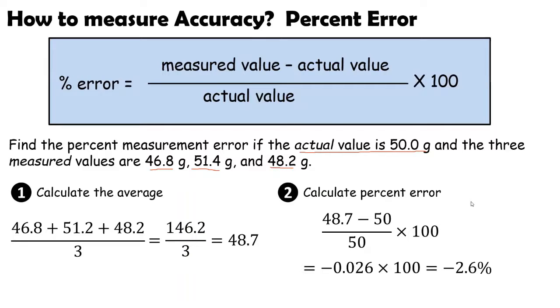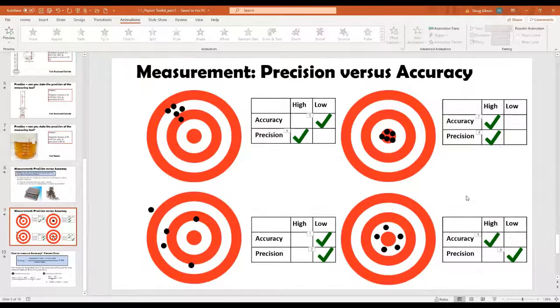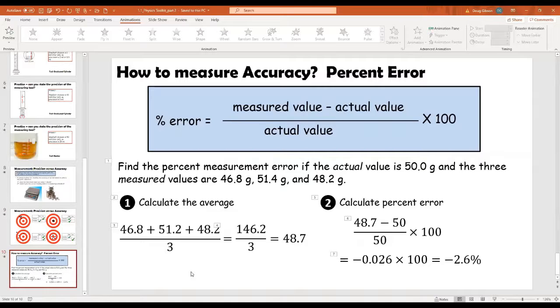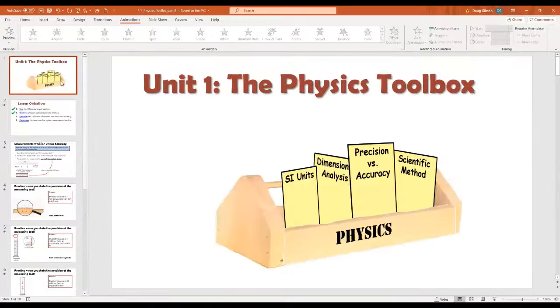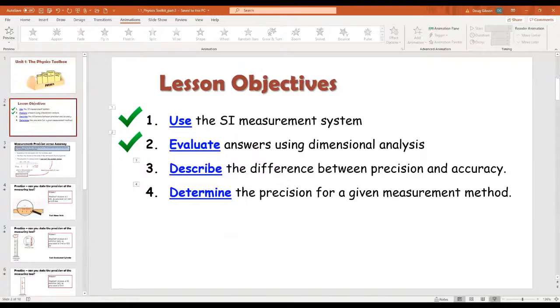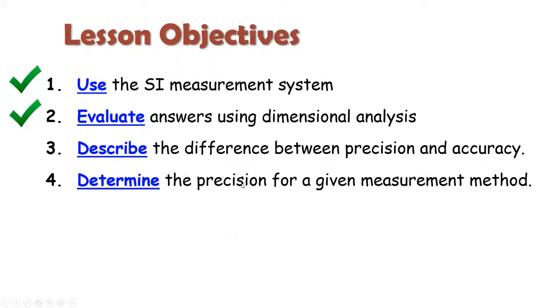All right. So this is how we measure percent error, or the accuracy of a process, by calculating the percent error. So that's the lesson for today. The last piece again in this physics toolbox that we're talking about. We can go back up here to our original objectives. So we now know how to describe the difference between precision and accuracy, and we can determine the accuracy for a given measurement method by calculating the percent error.